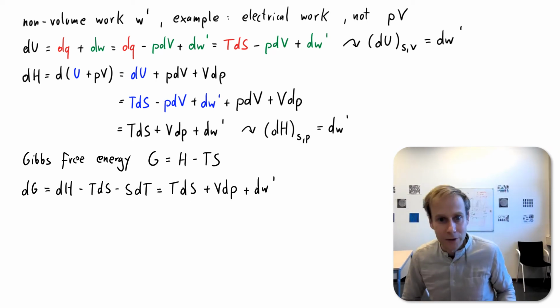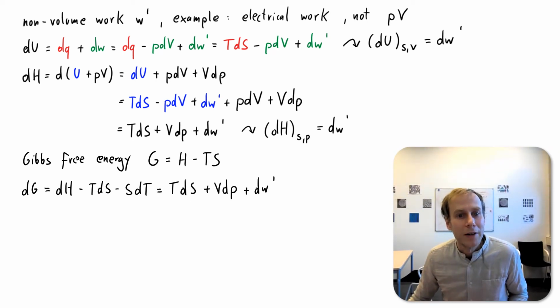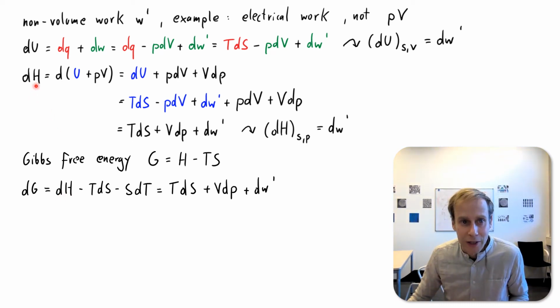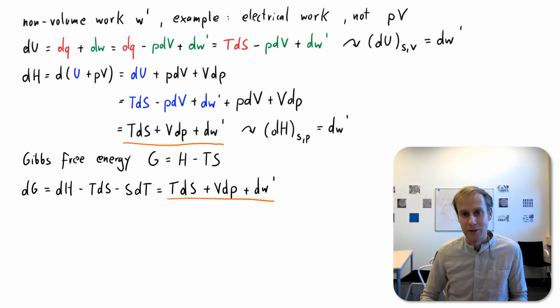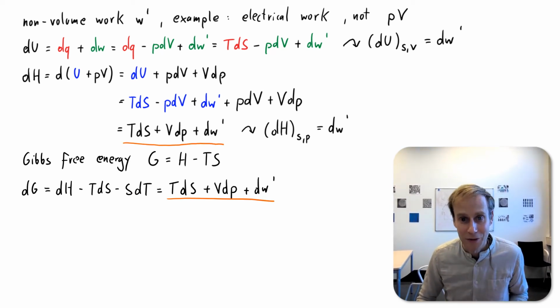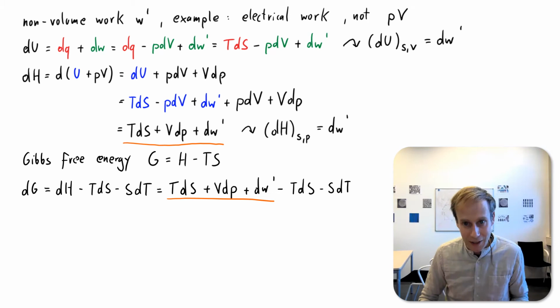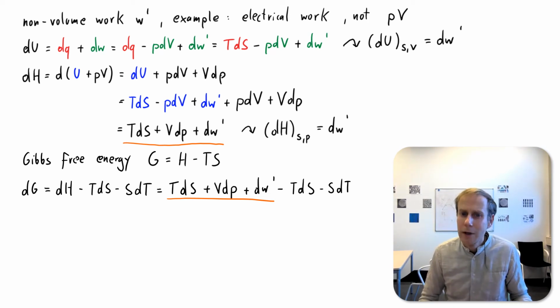Yeah, we can continue by using the definition for dH, which we have already obtained over here, TdS plus VdP plus dW prime, right? Which is up here. So we just plug that in, and the remaining two terms, minus TdS minus SdT, these two are of course also to be considered.